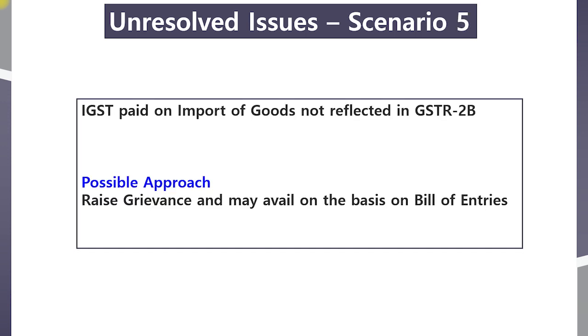Taking the next scenario, IGST paid on import of goods not reflected in 2B. We have seen that although IceGate integration has happened, all the transactions from IceGate are not flowing to the 3B returns. Ultimately, the claim condition says tax should have been paid, and the bill of entry is the tax paid proof document, basis which we may go ahead and claim the credit. Probably we'll raise a grievance saying that all the transactions of import of goods have not reflected in 2B. But the underlying document would be the bill of entries, basis which we will probably go and claim the credits.